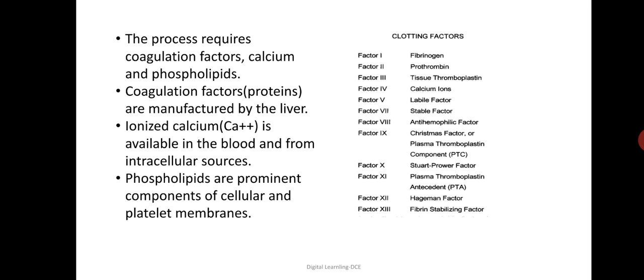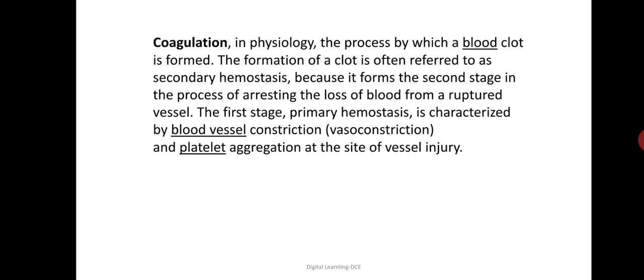coagulation factors are manufactured by the liver. Ionized calcium is available in the blood and from intracellular sources. Phospholipids are prominent components of cellular and platelet membranes. Coagulation in physiology is the process by which a blood clot is formed. The formation of a clot is often referred to as secondary hemostasis because it forms the second stage of the process of arresting the loss of blood from a ruptured vessel. The first stage, primary hemostasis, is characterized by blood vessel constriction, that is called vasoconstriction, and platelet aggregation at the site of injury.